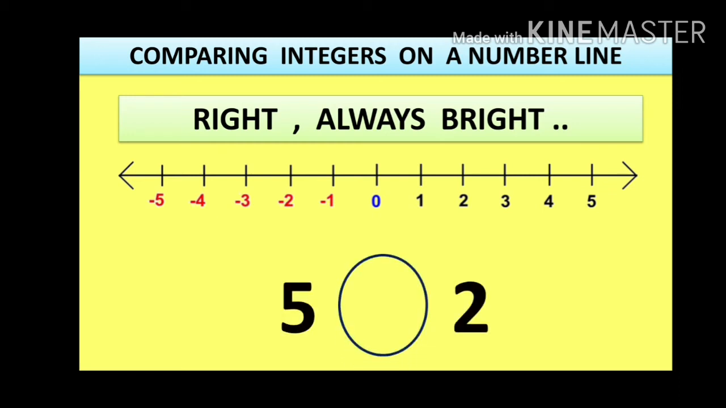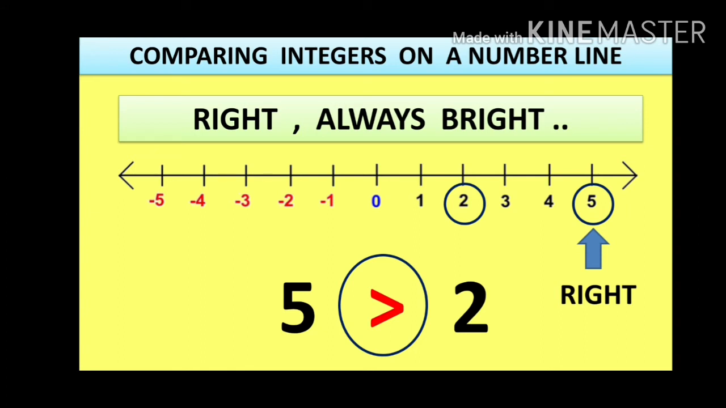Let's take two numbers like 5 and 2. Now we'll represent 5 and 2 on the number line. 5 is on the right side, as you can see here. So comparing 2 and 5, 5 is on the right, and as written here, right is always bright. So 5 will be greater than 2.